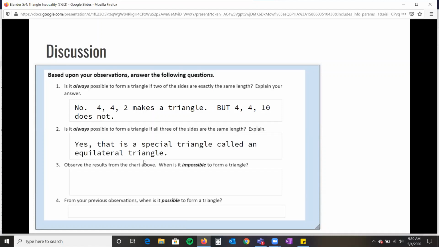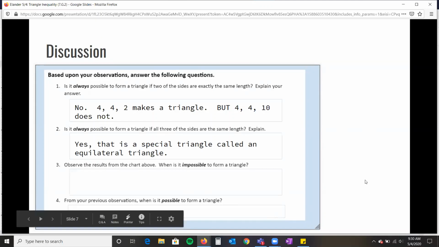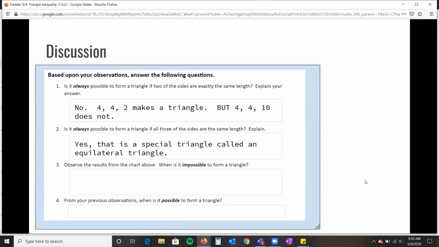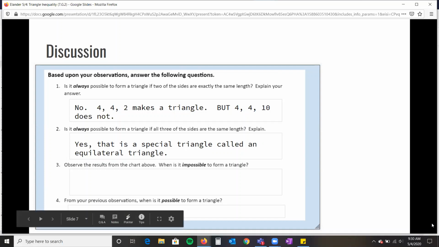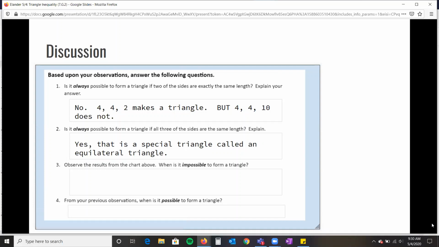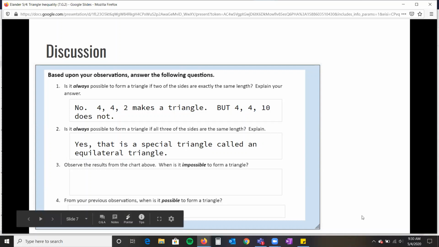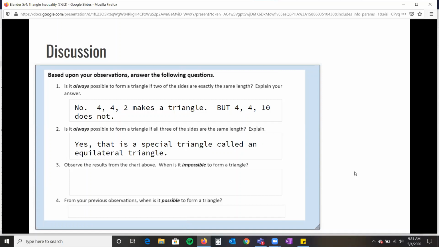Yes, okay, that triangle is a special triangle, and we call it an equilateral. You may have heard that before, you may not, but an equilateral triangle, it sounds like the word equal, right? So equilateral triangle is because all 3 sides are equal length. So it could be 3, 3, 3, it could be 7, 7, 7, like I think Jonathan had. You could have 3 lengths that are all the same length. If they are all the same length, you can always make a triangle, and it's an equilateral triangle.